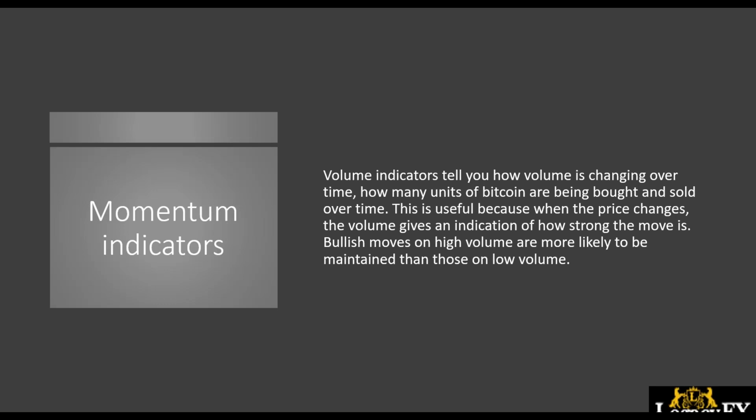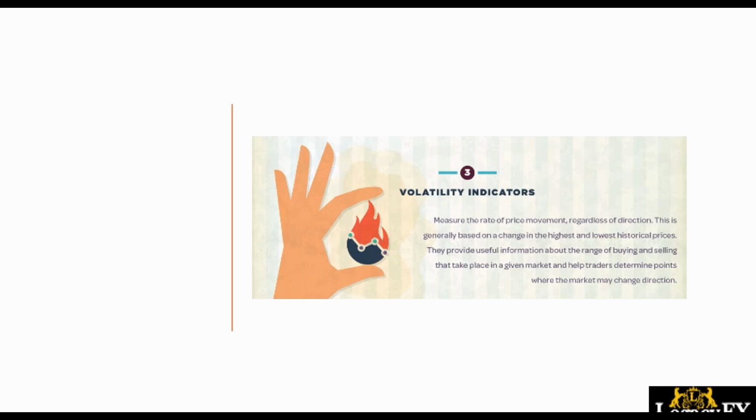And then we have volume indicators that tell us how volume is changing over time and how many units, say, of Bitcoin are being bought and sold over time. This is useful because when the price changes, the volume gives an indication of how strong the move is. Bullish moves on high volume are likely to be maintained, and those on low volume are not. Volume is ultimately important because regardless of what you want to trade, no matter what signals you're getting, what decision you make, volume should confirm what you're going to do. Because if you think an asset is going to go up, but volume is very low or volume's falling, it means the rest of the traders don't think so.